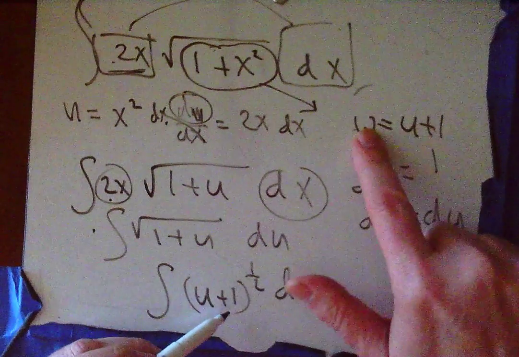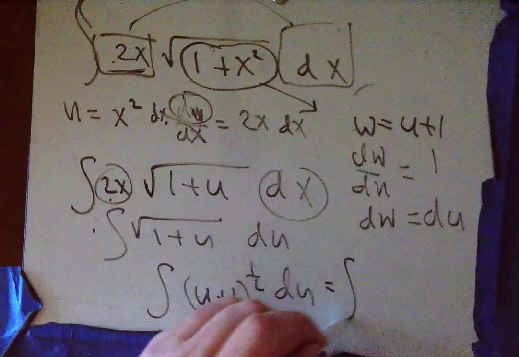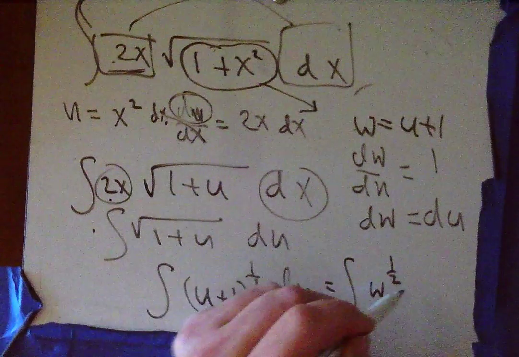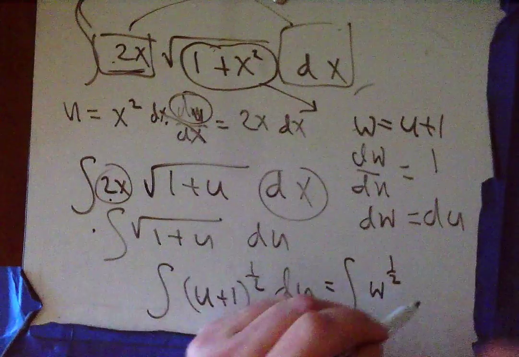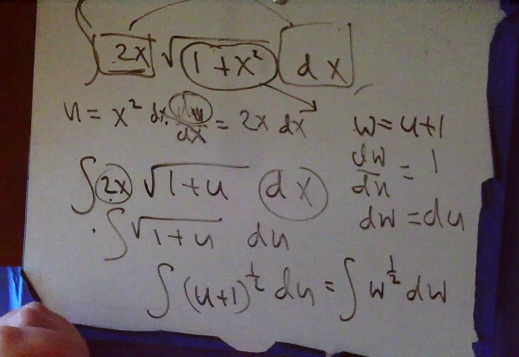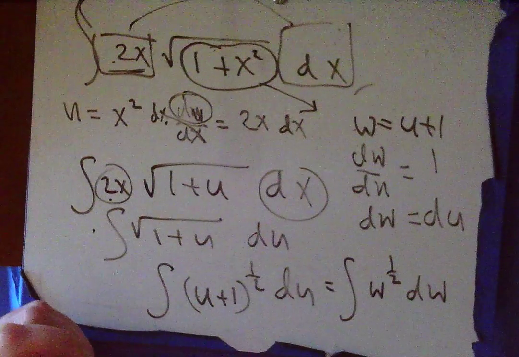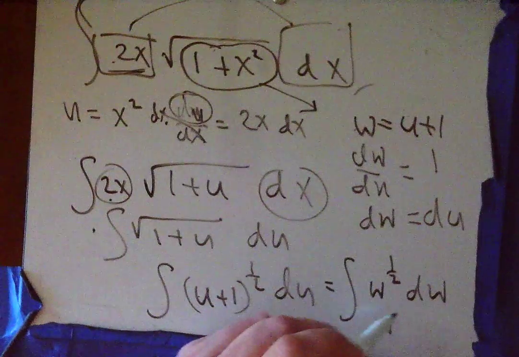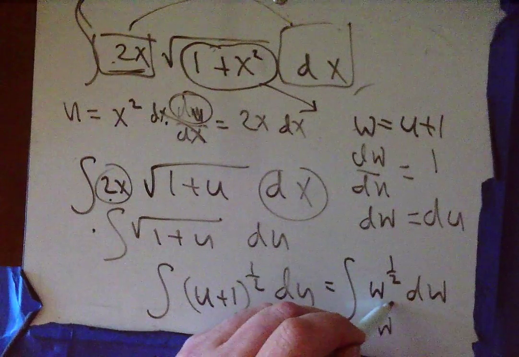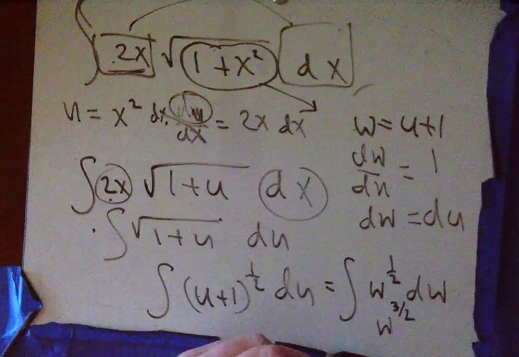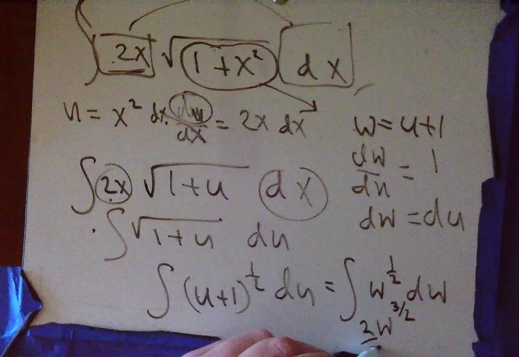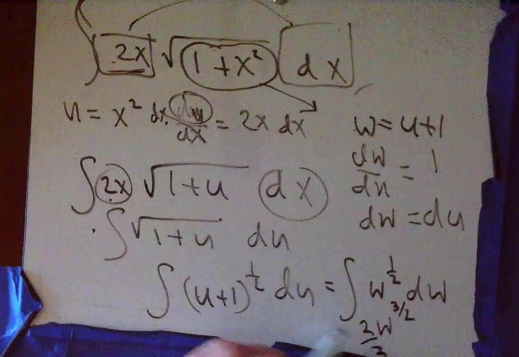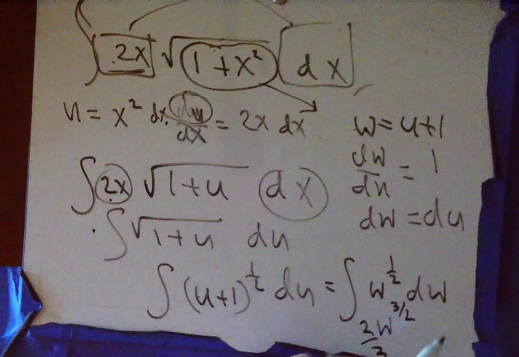So I can rewrite this u integral now with w stuff. U plus 1, that's w. So I'm going to have w to the 1/2, and du becomes dw. Aha! There's my double u substitution. So the antiderivative here would be w to the 3/2. Ooh, don't forget that 2/3 in front, so that when I take the derivative, this comes down, they cancel, and I just get that 1 there.